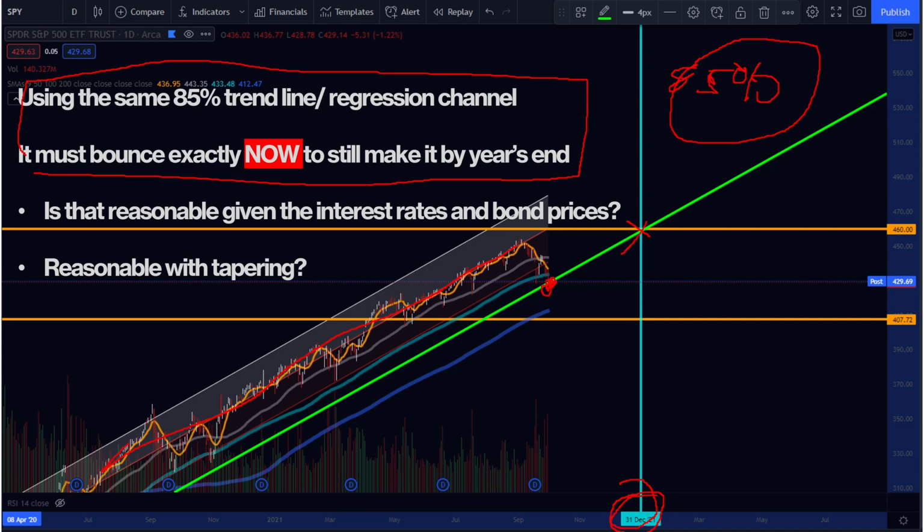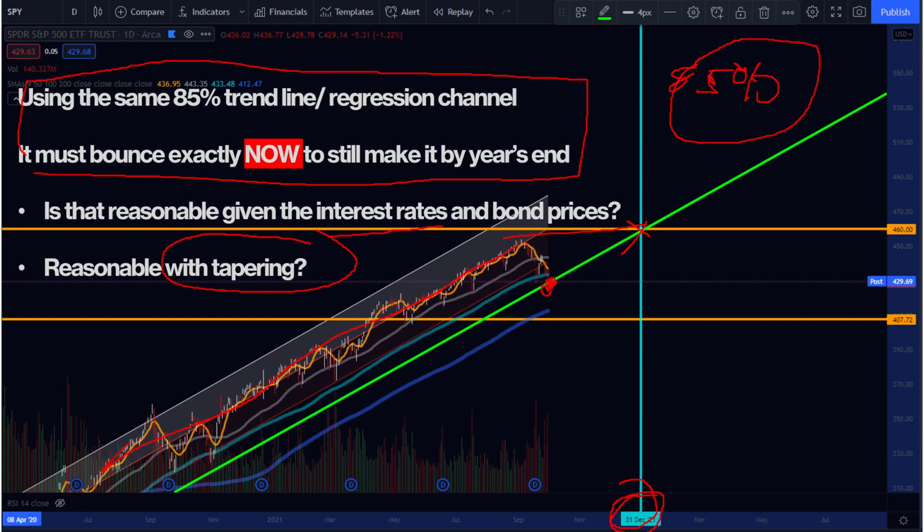So if you think 460 is going to happen, it needs to happen right now. It could slip a little bit more, but it'd have to rally really hard. So you should be in dip buying mode if you think so. I'm in a different camp, and I'll show you what I think. But is it reasonable? The thing I need to ask you is, is it reasonable given the interest rates and bond prices that could happen? And is it reasonable with the taper talk that is coming up, right?